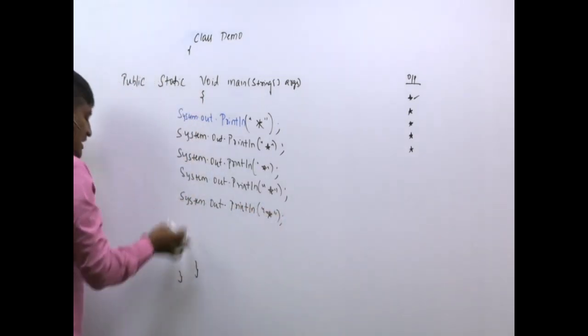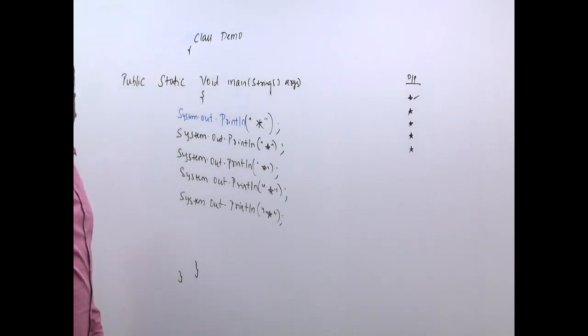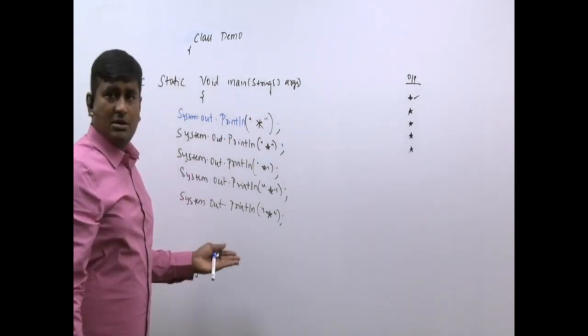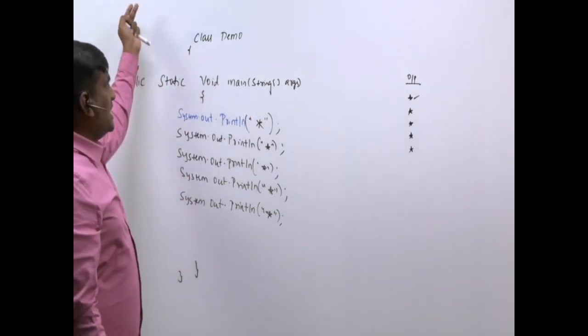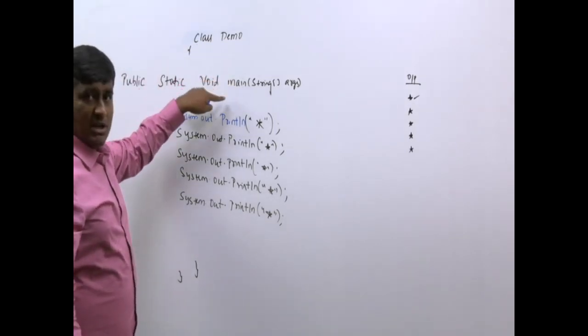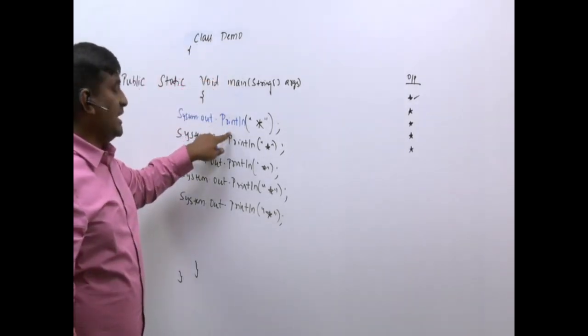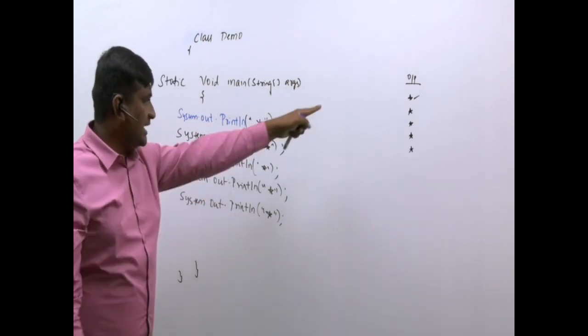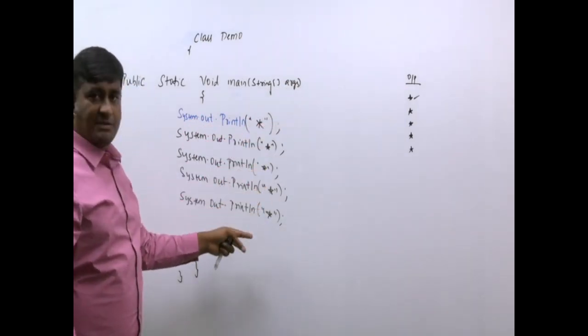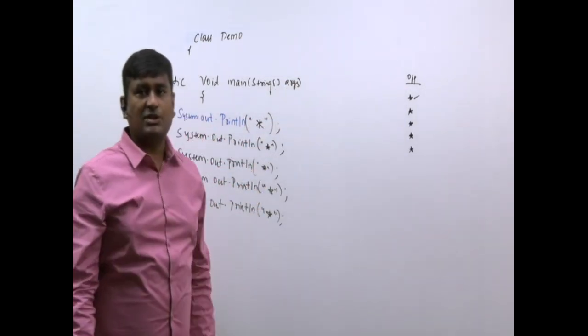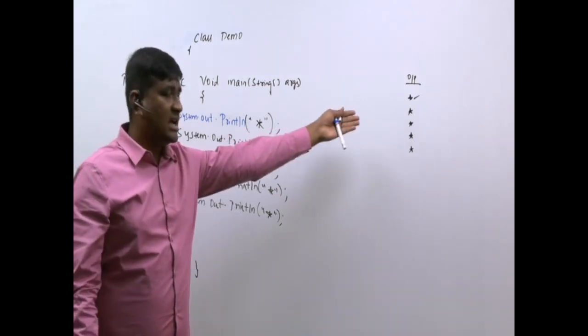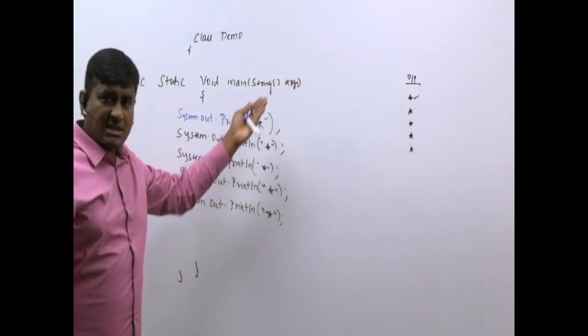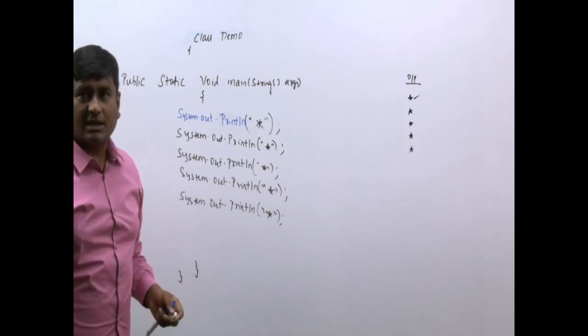Closure of the main method, closure of the class. Now, when I execute, you know how the execution happens. OS will give the control to the main method. Now the control will come inside system.out.println. It will display the first star, next second star, third star, fourth star, fifth star. Again, the control is given back to OS actually. So this will be the output. Now I will just execute and I will show you the output. Have a look at it.